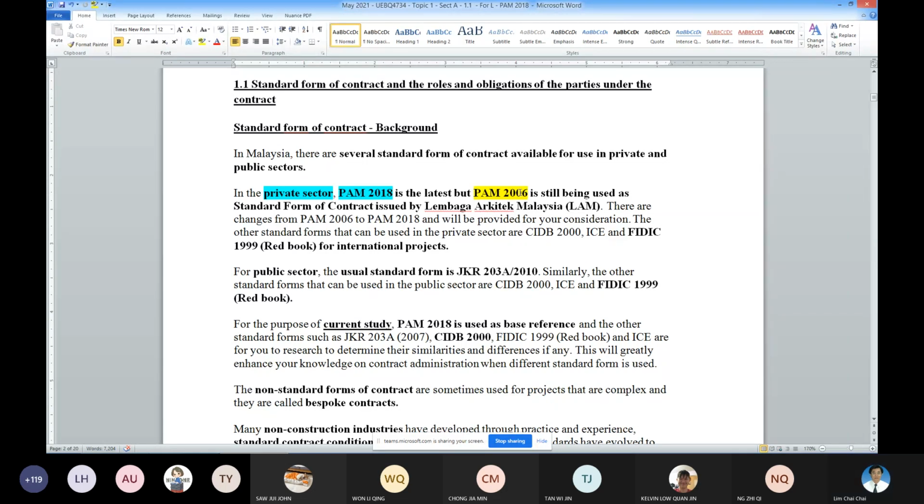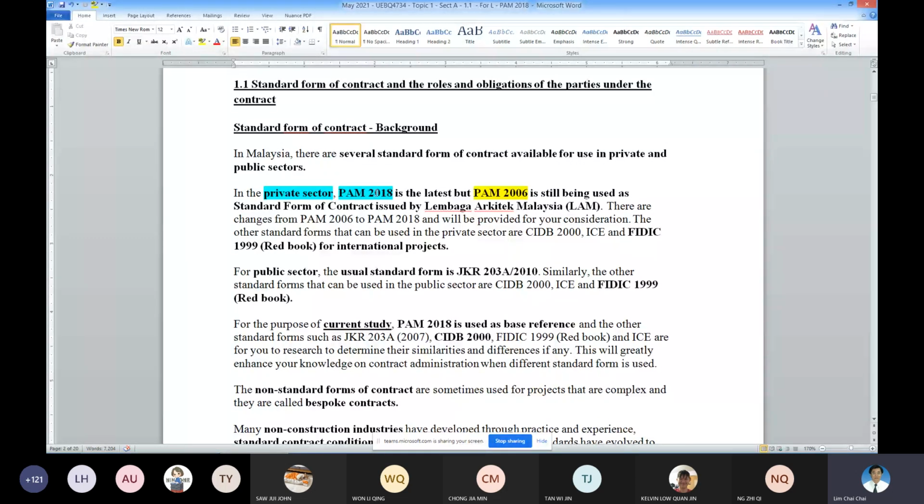So the beauty is this: the difference between PAM 2018 and PAM 2006 is very minor. I even upload these two documents for you. The difference between PAM 2006 and PAM 2018. They are minor, so-called refinements only. Okay, so this is the slight difference between PAM 2018 and PAM 2006. But for the current studies, I focus on PAM 2018.